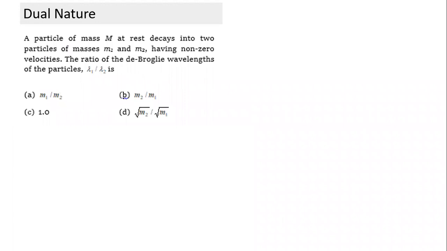Next one, a similar question, and you can answer this question without putting pen to paper. A particle of mass m at rest undergoes some kind of nuclear decay. Nuclear decay is like an explosion. Energy is released, and because of that energy, it breaks into two parts, M1 and M2, with velocities V1 and V2. So both particles will have some momentum, and corresponding to the momentum, they will have a certain de Broglie wavelength. The question is, what is the ratio of de Broglie wavelengths lambda 1 and lambda 2?